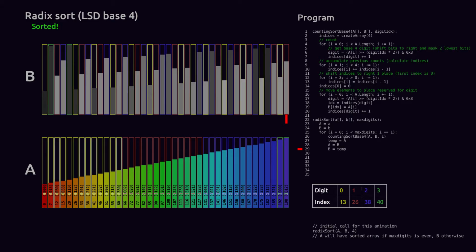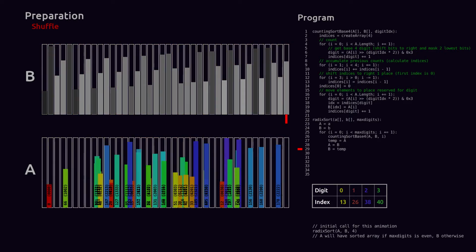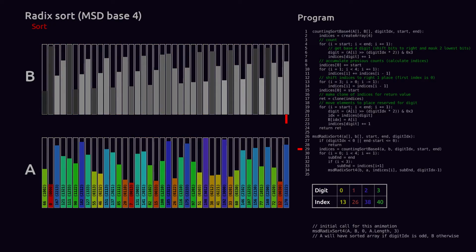We can't use the exact same algorithm for most significant digit first. Instead of running the counting sort on the entire array every time, you have to use it on the sub-arrays after each iteration. Here's a recursive implementation.